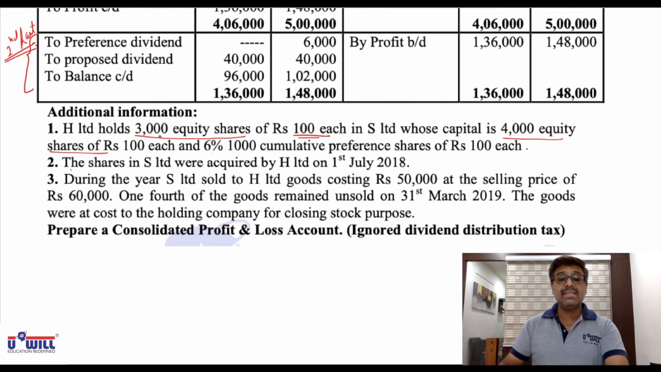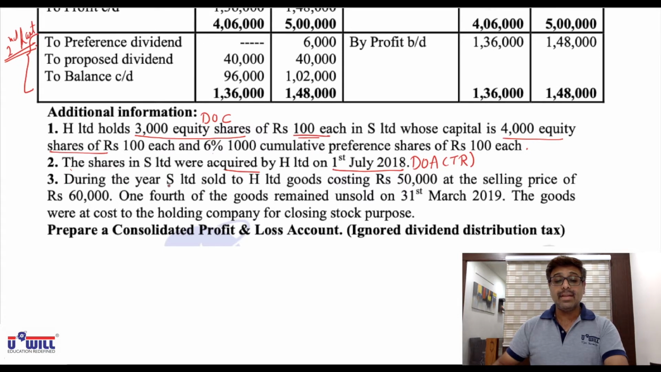The shares in S Limited, these 3,000 equity shares, were acquired by H Limited on 1st July 2018. So 3,000 equity shares will give us the degree of control. 1st July 2018 is the date of acquisition. It will give us the time ratio.